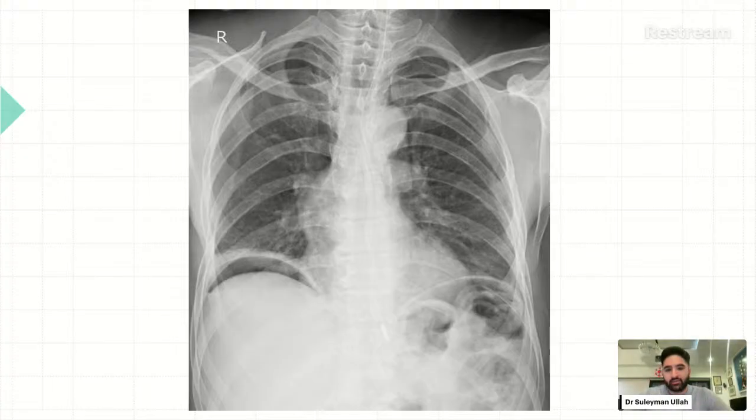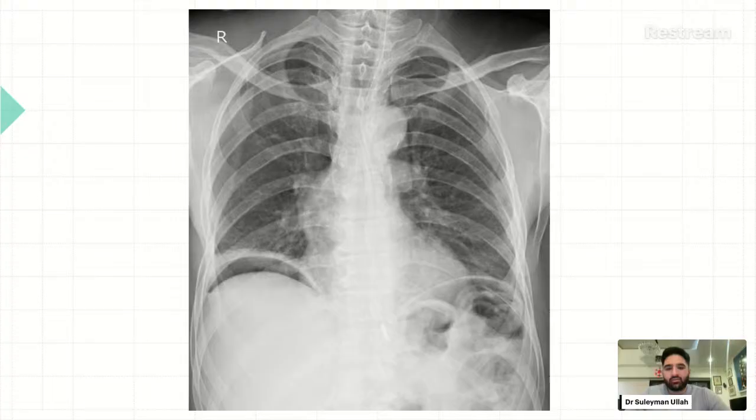Amazing, well done. We've had multiple people answer that already. So air under the diaphragm, otherwise known as pneumoperitoneum. Pneumo referring to air, peritoneum referring to the abdominal cavity. So we can clearly see there's air under the diaphragm here. Sometimes it can be quite subtle to see because it almost looks like the lung, it follows the normal contours of the lung.